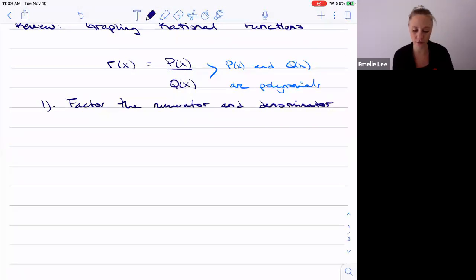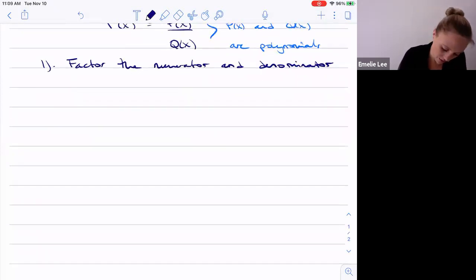Once you've factored those, what we established last day was that we're able to find vertical asymptotes from the denominator and also the x-intercepts from the numerator. So it was kind of a double whammy. That's why we factor both of them, so that we have it nicely available. Step 2 is to find the intercepts.